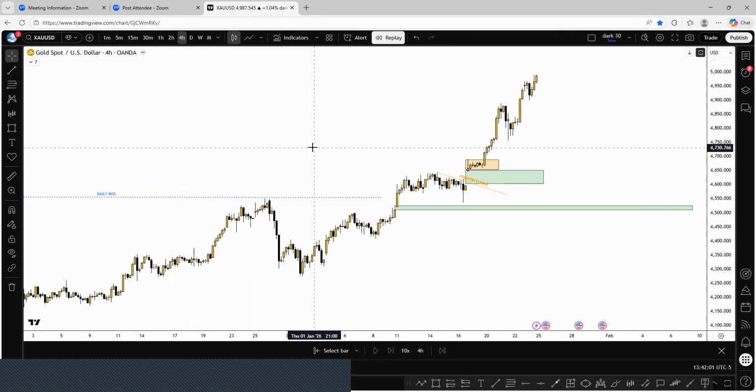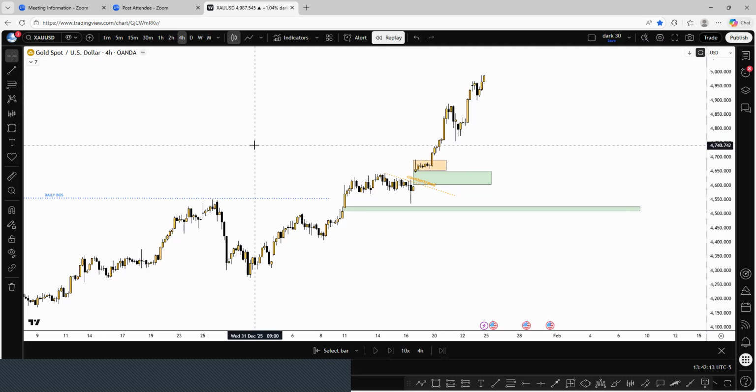So that's one thing. If it doesn't give you the entry that you're looking for, there's no need to chase the market. Wait for another setup. It is going to happen, and then get in on the next setup.